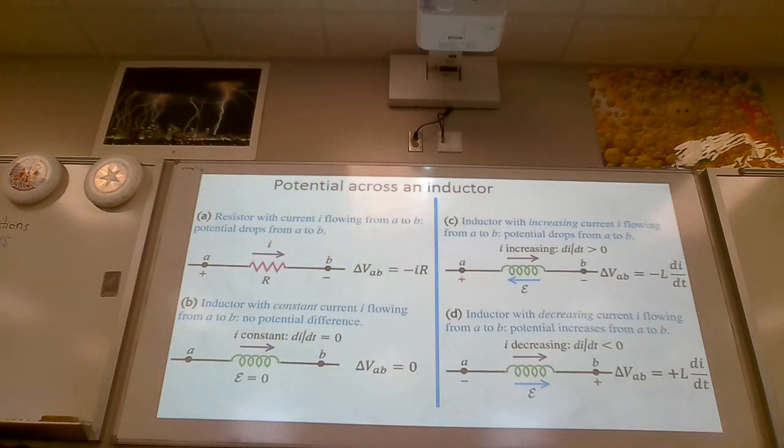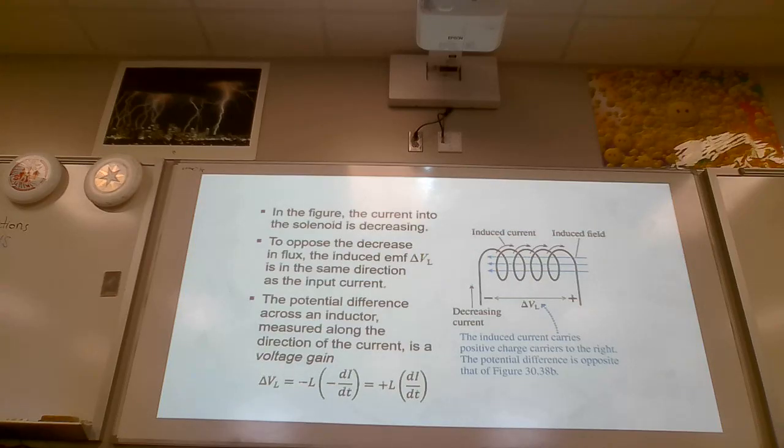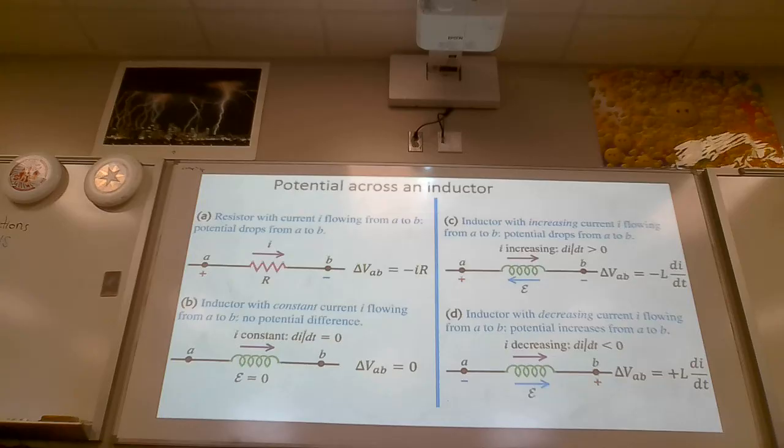Okay, Charlie. Is delta V then always negative? No. This is positive. So the current's decreasing, the derivative is negative. Right. This would be negative, and then there's a negative sign in this equation that makes it plus.